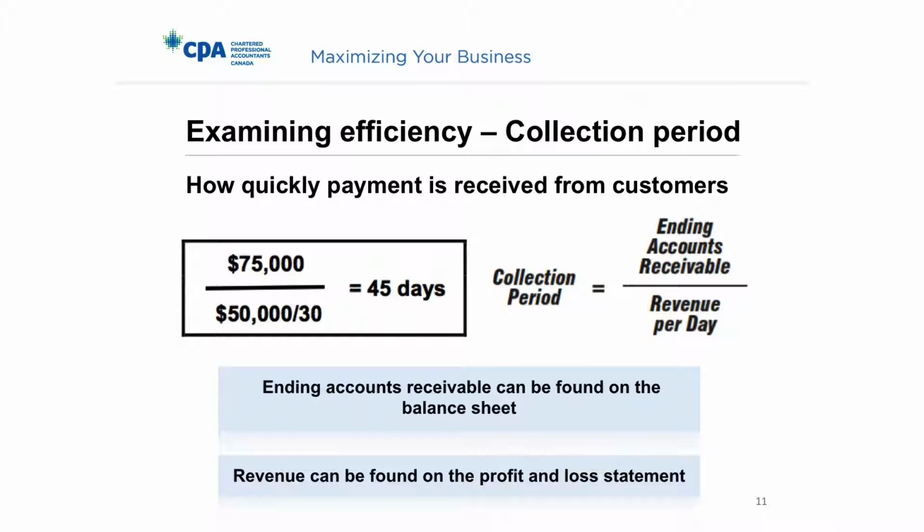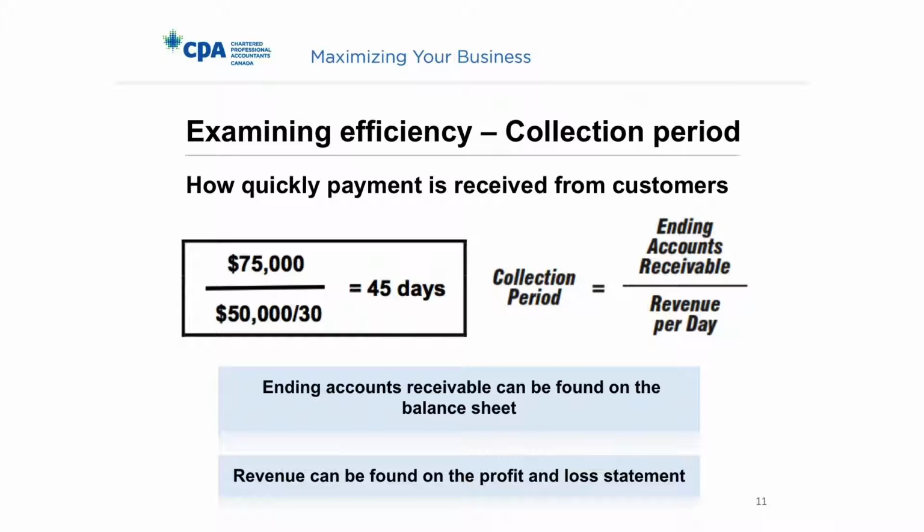The formula for collection period is ending accounts receivable, which can be found on the balance sheet, divided by revenue per day. Revenue can be found on the profit and loss statement, and to convert into a revenue per day figure, you simply divide by 30 if revenue has come from a monthly profit and loss statement, and 360 if it's come from an annual statement.